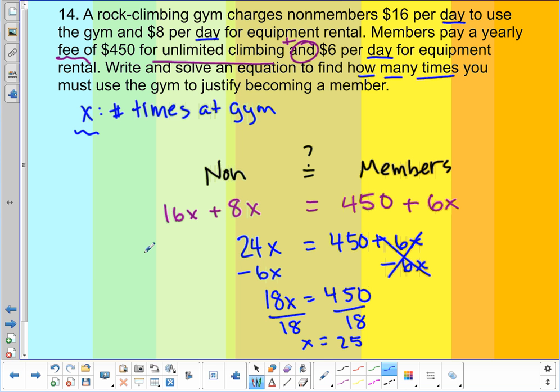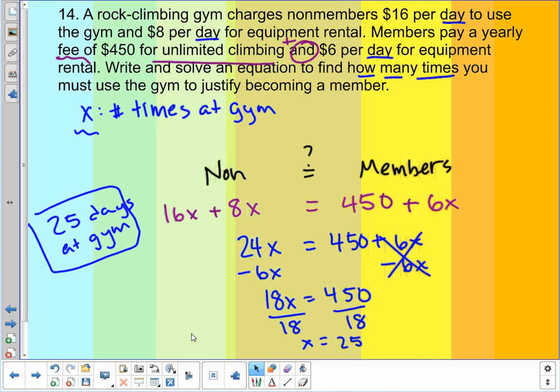So what that means is I need to go to the gym 25 times or 25 days. 25 days at the gym to justify becoming a member. Sorry, that was a bad box. That's okay. I need to go to the gym 25 days to justify becoming a member. So then you can ask yourself, when will that happen? If I go about 2 times a month, that gets you to the 25 days. So then you can say, well, am I going to go 2 times a month? Maybe, maybe not. And you decide, should I just stay a non-member or become a member?